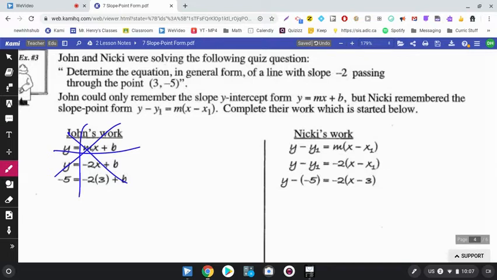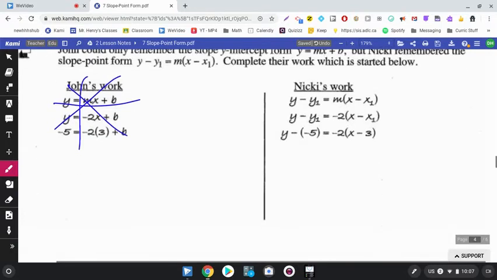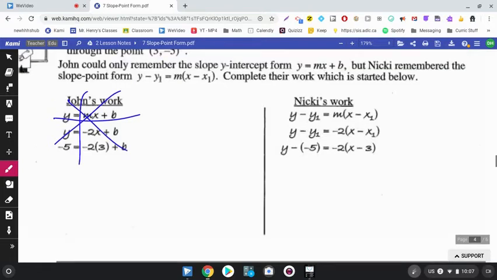So what Nikki said is, hey, I have the slope and I have a point. So I can very easily find the equation, and then I can convert it however I want. So she said, y minus your y value equals the slope times x minus your x value. And at the very bottom, she's plugged it in.